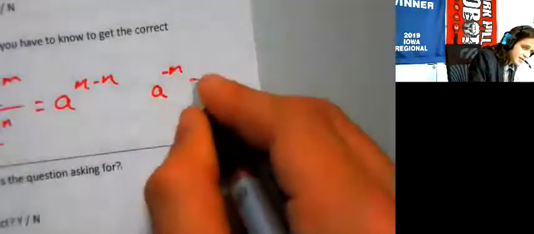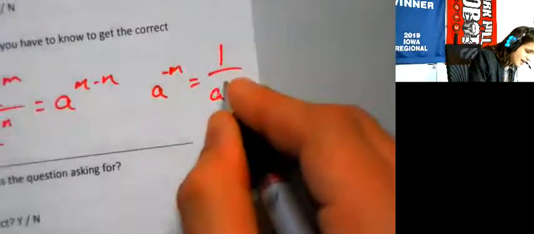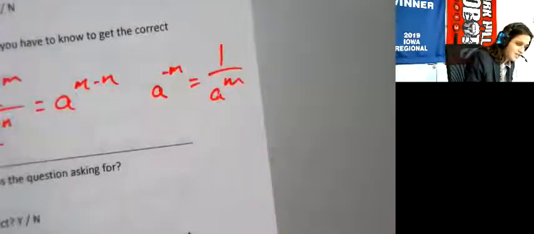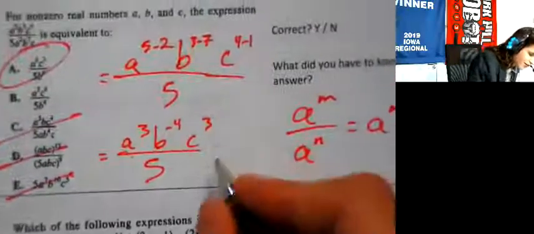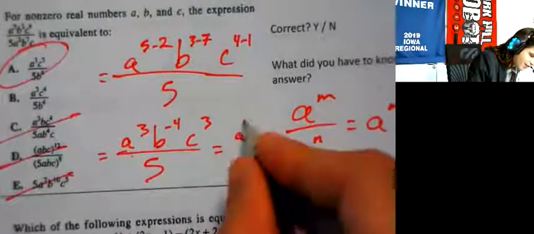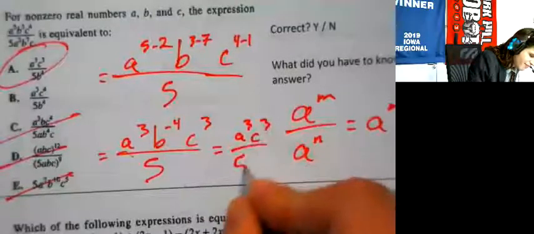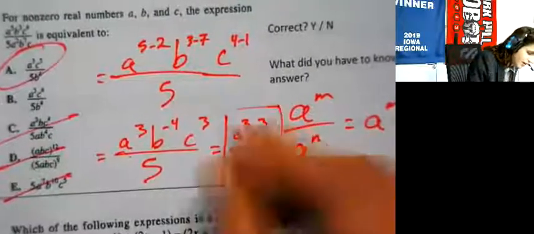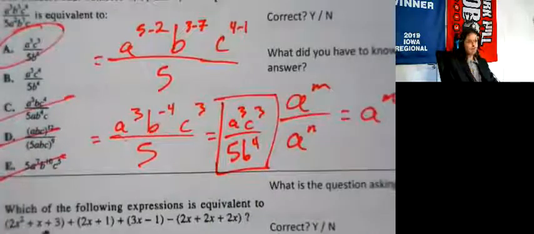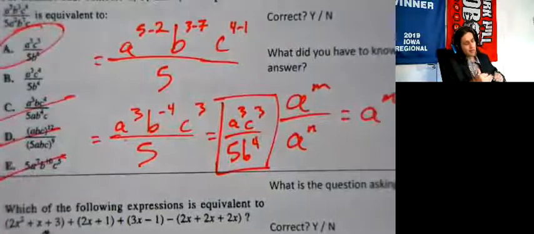What's the other property we could have used? We could have used the property that a to the negative m equals 1 over a to the m. What does that mean for us here? That means we could have taken this b to the negative fourth and rewritten it on the bottom: a to the third, c to the third over 5, b to the fourth, and that could have been our final answer there. So that's what I've got for you.